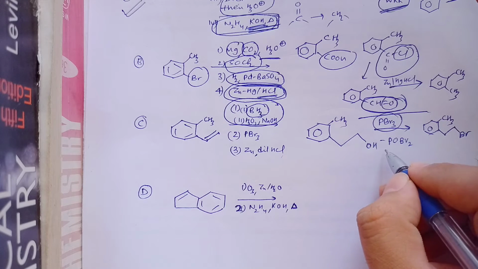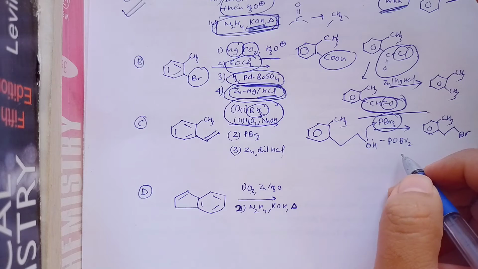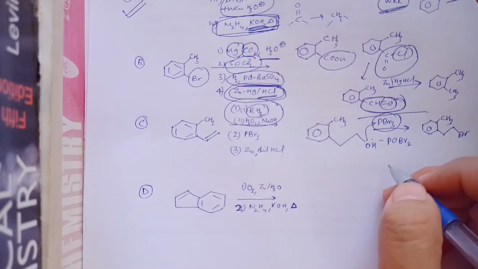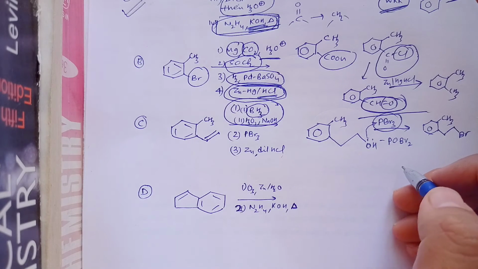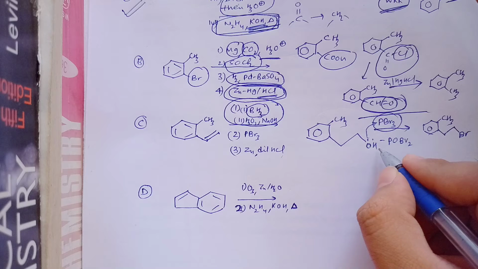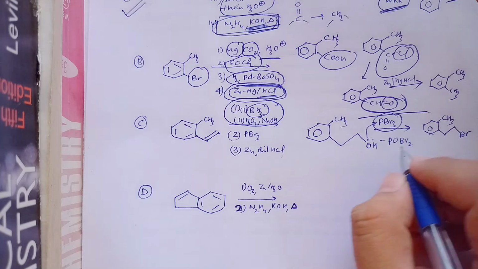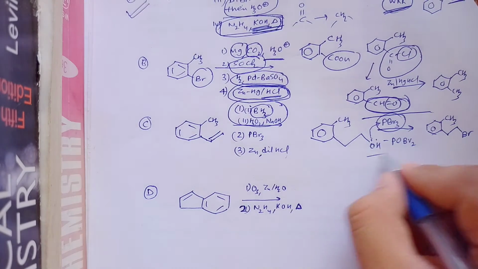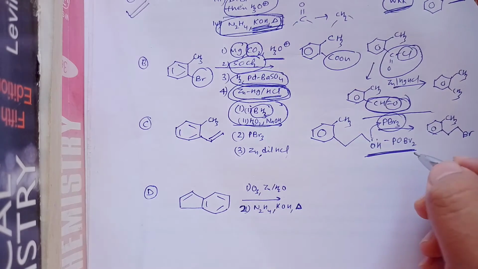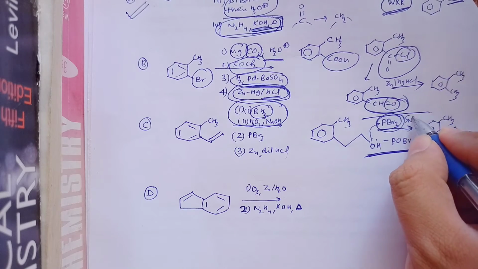Actually, if you really want to know what is going on, it will attack here and convert into a better leaving group. Br minus will attack from the back side, and so you will get this, and HBr will also get out of this reaction. I am not writing the full mechanism, so just concentrate that PBr3 will give rise to an SN2 reaction.